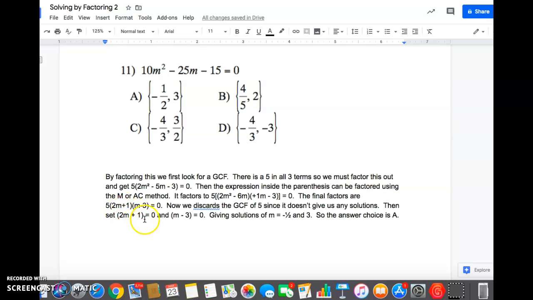But you do set 2m plus 1 equal to 0, and the other piece, m minus 3 equal to 0, and you solve both those. Same method, subtract 1, divide by 2, so you get negative 1/2, and add 3 to both sides, so you get 3. So your answer choice is A, which is negative 1/2 and 3. Right, so any of these you can still plug back in and make sure that they do work as solutions. And you could do that with the negative 1/2, and again, separately with that 3.